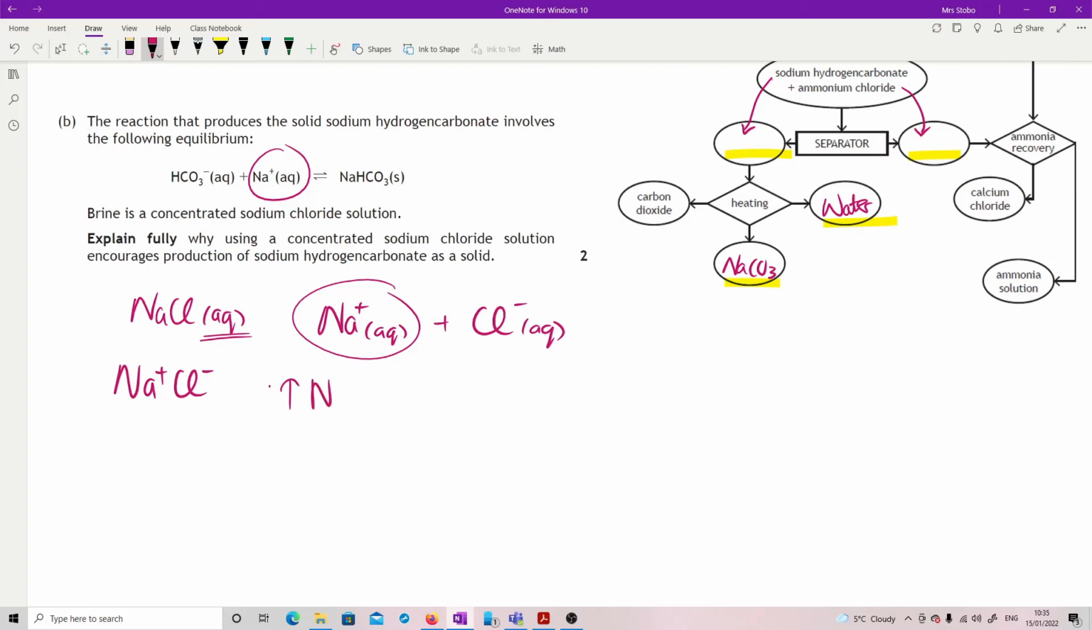Okay, so increasing your sodium ions means that our equilibrium is going to shift to the right. Okay, it's going to favour the right hand side, and if it favours the right, it is favouring the product, and that is what we're getting. Okay, so for your 2 marks, what you need to do is first of all explain what you're doing in terms of adding in the sodium ions, and then you need to explain that putting them in means that the equilibrium will shift to the right, increasing the product side. And that's the question.